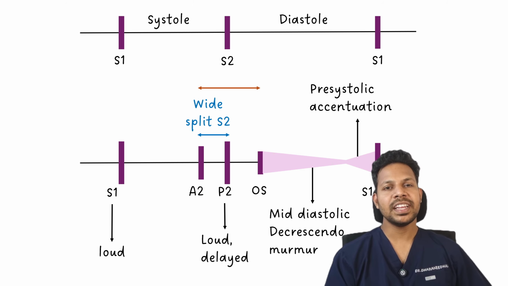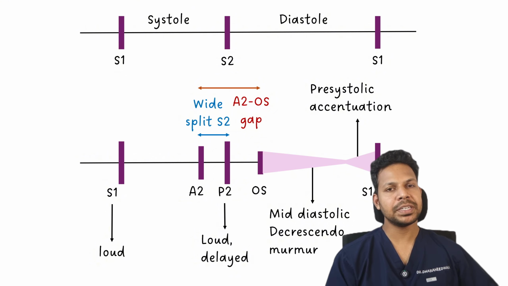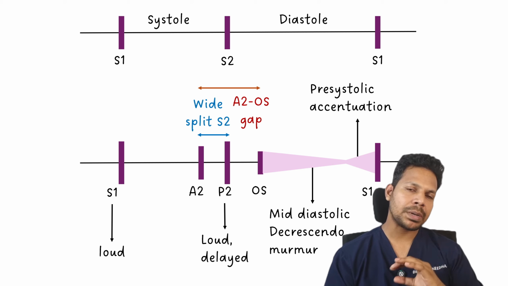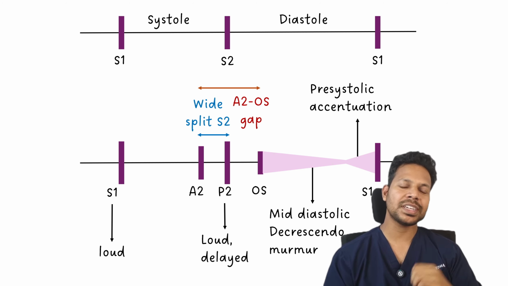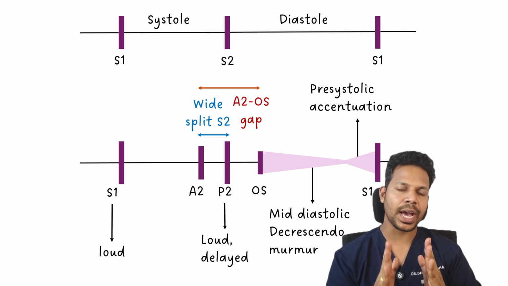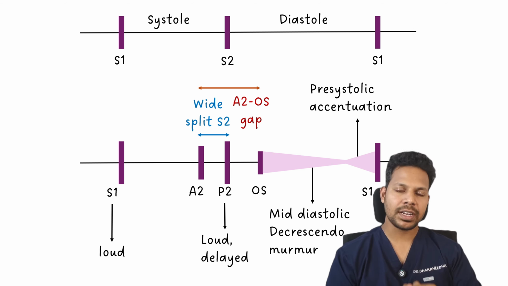The gap between A2 and OS will help in determination of the severity of mitral stenosis. More is the duration of the murmur, more is the severity of mitral stenosis, and less is the A2 OS gap, more is the severity of mitral stenosis.